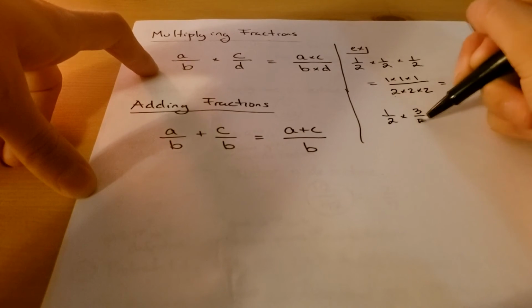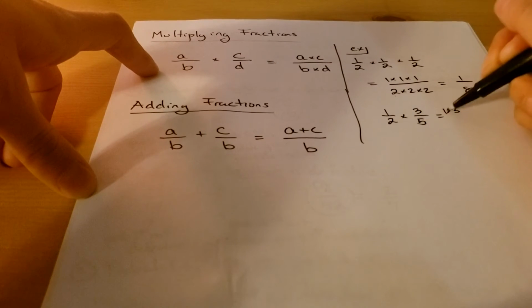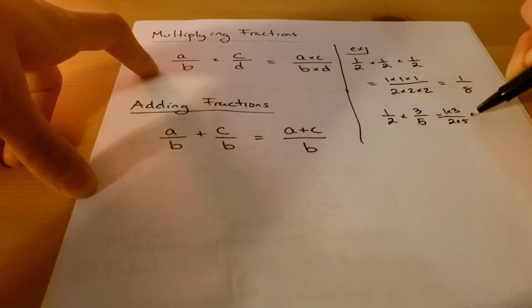Or even if we just did a half times 3 over 5, this is going to end up being 1 times 3 over 2 times 5, which ends up giving us 3 over 10.